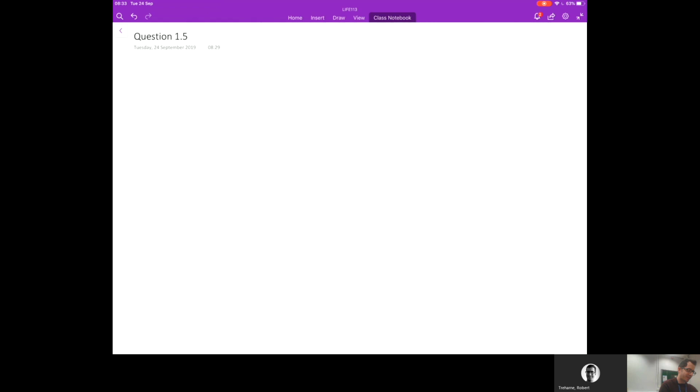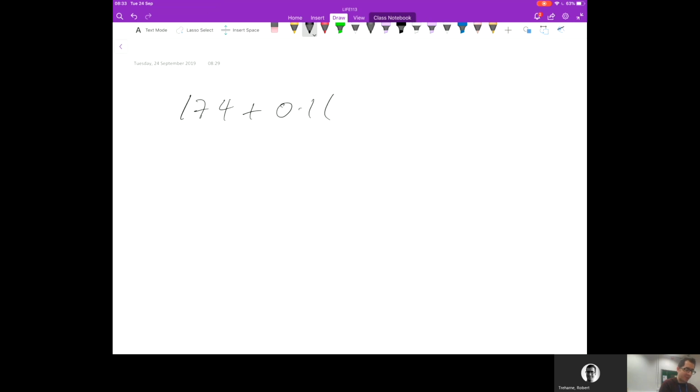Let's work this out. Right, so the total bill was £174, plus a 10% tip, which is the same as saying 0.1 times £174. Let's keep it in pounds and pence. So if you work that out, the total amount that you need to put on the table is £191.40. You can do that on your calculator, right?